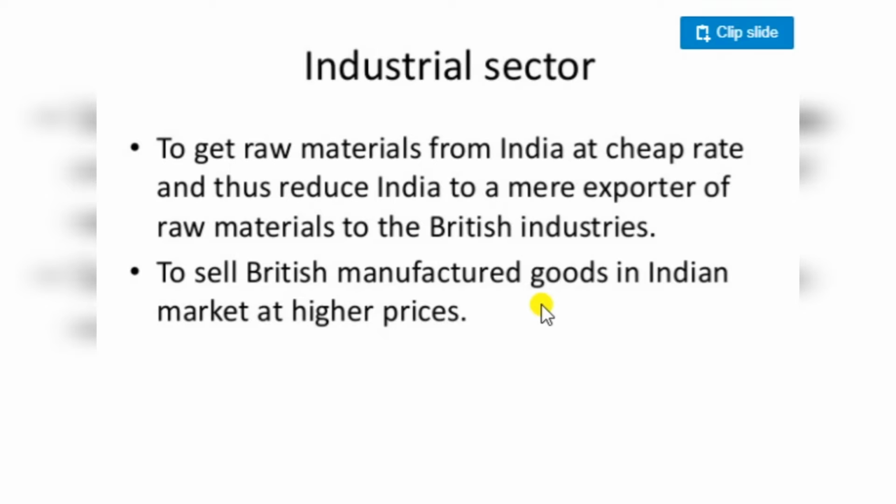Now, talking about the industrial sector, we know that the economic policies pursued by the British government in India led to India becoming an exporter of raw materials and an importer of finished goods from Britain. To sell British manufactured goods in the Indian market at high prices was the basic motto behind it. But all these international transactions affected the Indian economy in a negative way. It affected its agriculture production, which went to low productivity.